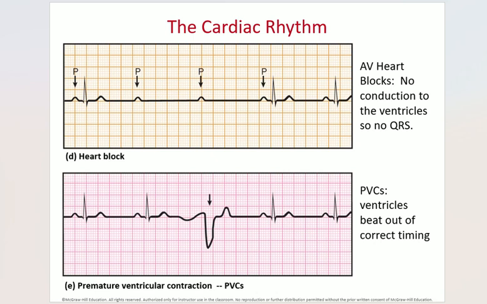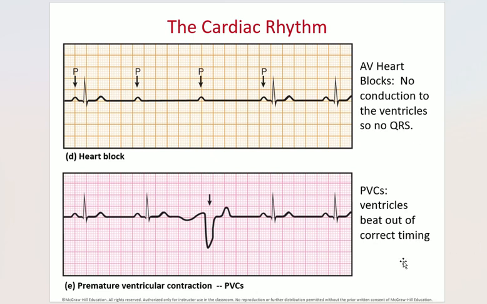Again, SA node, AV node, bundle branches, Purkinje fibers. This is SA node, AV node, nothing. SA node, AV node, nothing. And then we go, again, SA node, AV node, bundle branches, Purkinje fibers here. But missing that QRS is what we call an AV heart block. So there's no conduction to the ventricles and no QRS.